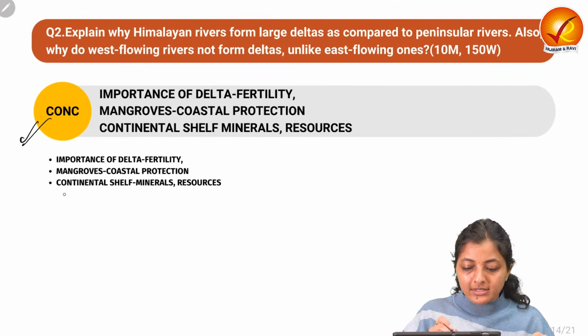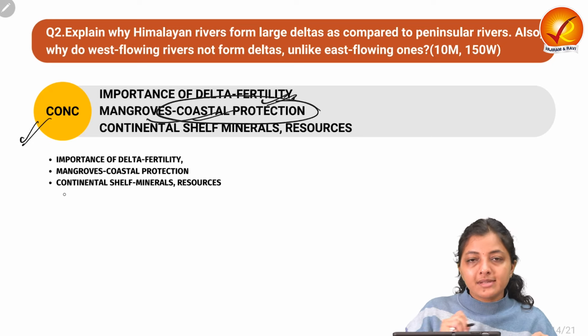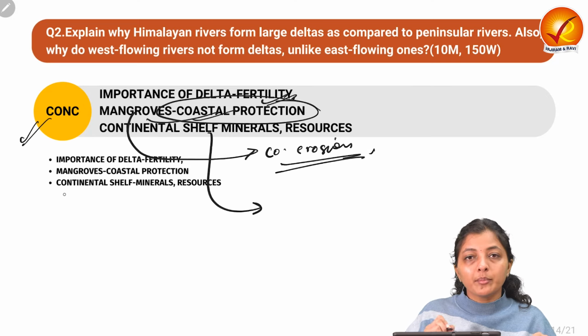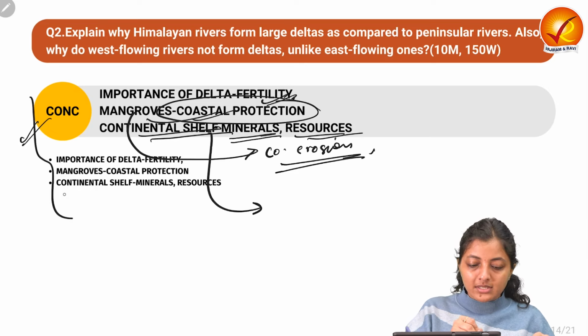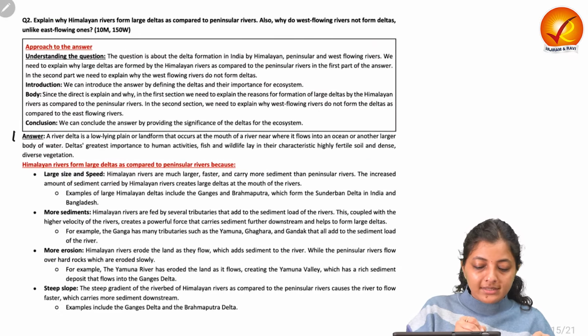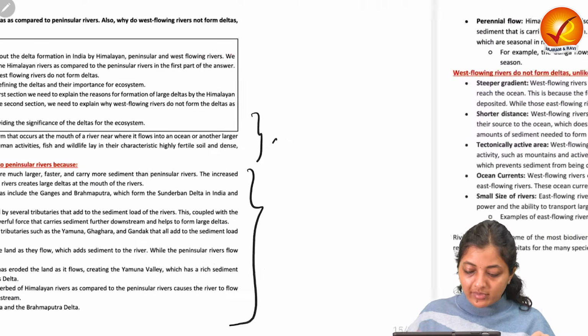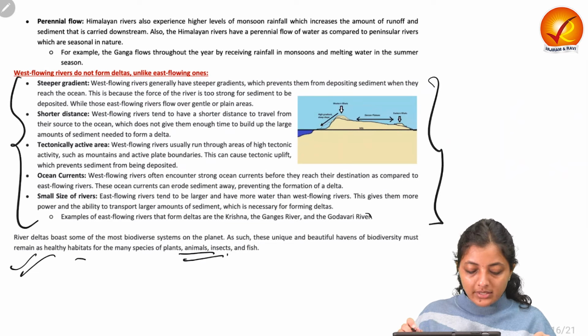You can talk about the importance of deltas, like fertility, and mangroves for coastal protection: how the mangroves in the delta areas help in coastal protection and in preventing coastal erosion. You can also talk about the mineral importance, like the continental shelf. These have high mineral and resource importance. So this way our second question is completed. Let's see the model answer. Talking about some definition, then why Himalayan rivers form larger deltas compared to the peninsular ones. Then finally the west flowing rivers and some importance of the deltas.